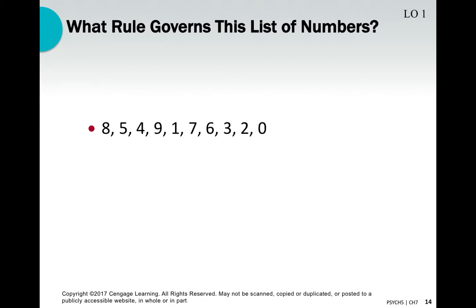Okay. Welcome back. If you got it correct, you should have gone with these numbers are arranged in alphabetical order. 8 starts with an E, 5 starts with an F, 4 also starts with an F, so we would go FI for 5, FO for 4, so 5 goes before 4. 9, N. 1 starts with an O. 7 and 6 both start with an S, but 7 starts with an SE, 6 starts with an SI. 3 and 2 both start with a T, so we go to the second letter, and finally 0 starts with a Z. So the rule that governs this list of numbers is alphabetical order.